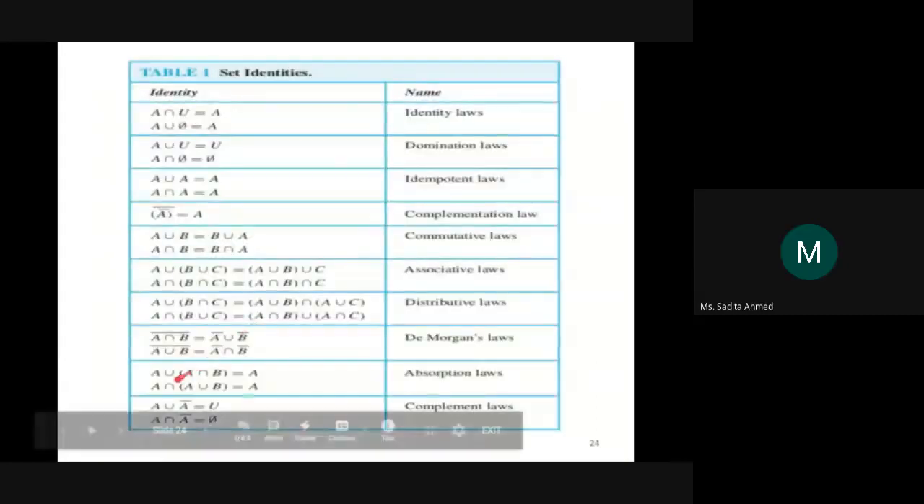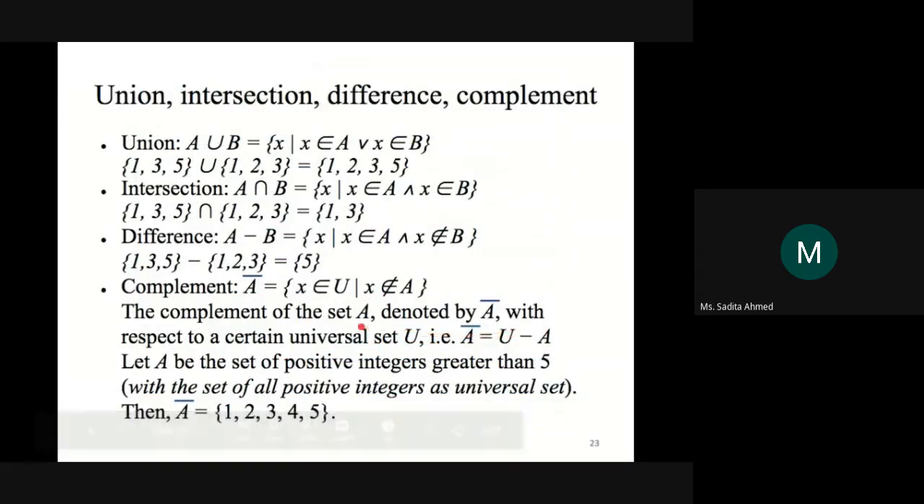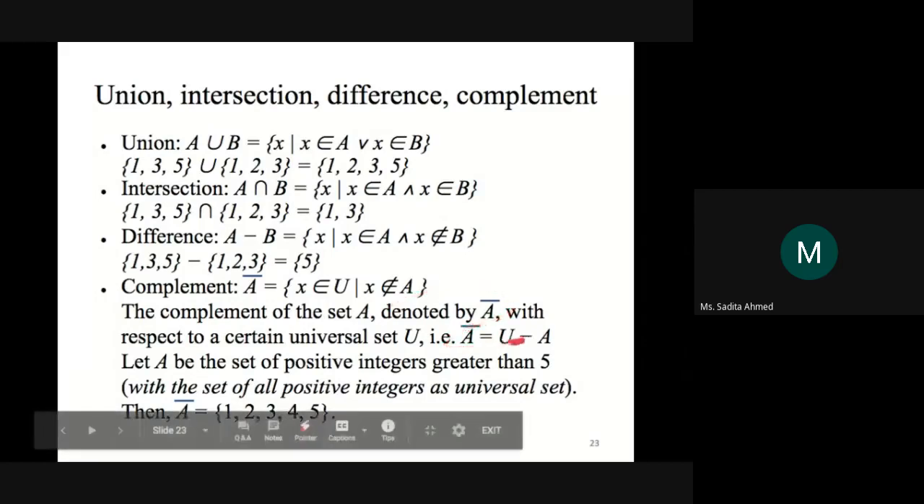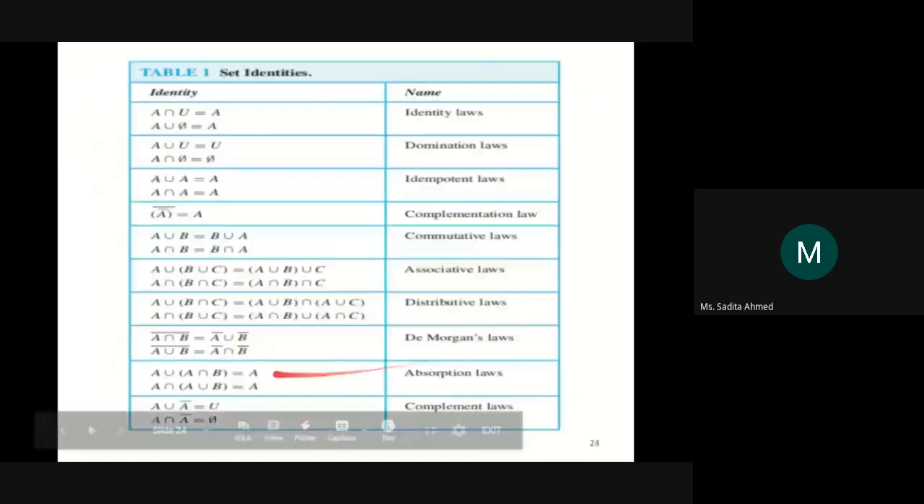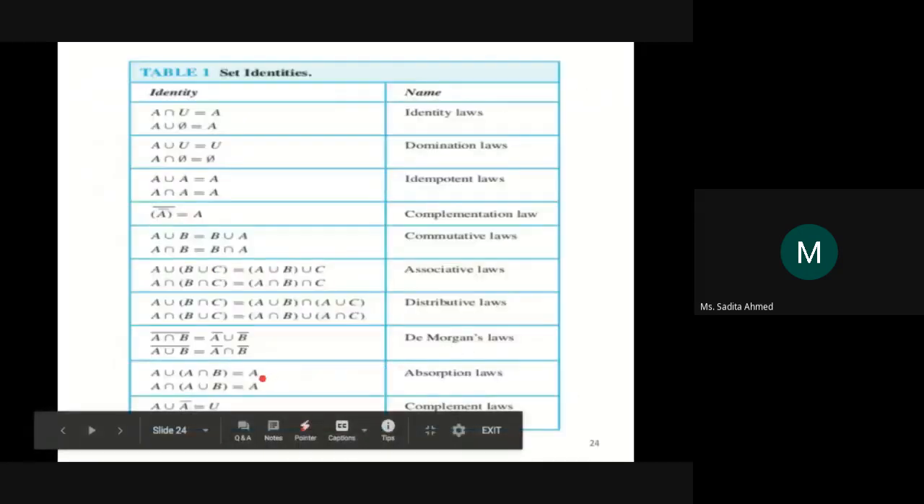So when we say A union A bar, it's not the same thing as saying A union null. A union A bar will obviously be equal to the universal set. Why is that? Because in A, you have the elements of A, fine. And in A bar, the complement of A, you have all the other elements of the universal set that are not there in A. If you take the union of both, ultimately you get the universal set, right?